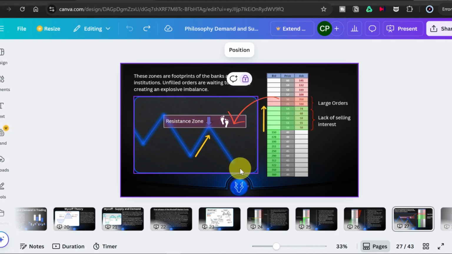So that's why market moves in waves, right? It moves between supply and demand. There's this interaction between supply, buyers and sellers, supply and demand. It's that simple.